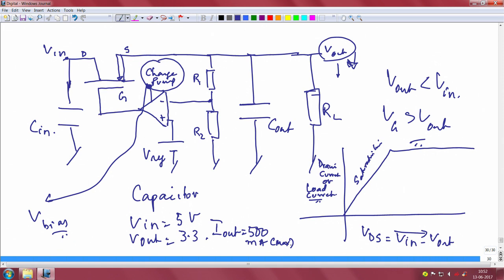Maximum current that this load can draw will be 500 milliamperes. Of course, it will depend on this load; it is always varying, right? It is a dynamically varying load. Sometimes you can have the microcontroller, sensor and all peripherals connected to it, and therefore it could be drawing a very high current. Sometimes only the microcontroller may be on with all the other peripherals going down, which means the current could be going down. Okay.